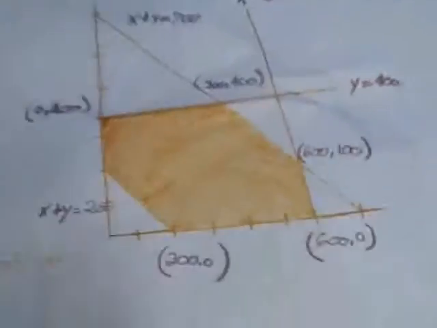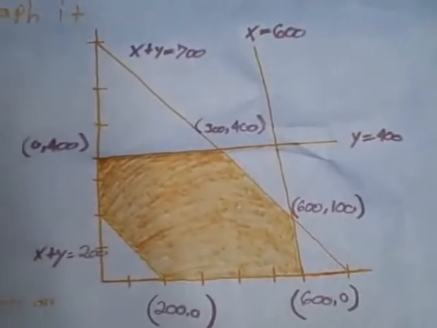Then we graph it. All right, and here's our graph. These pieces of paper are pretty big. It's a pretty good looking graph.